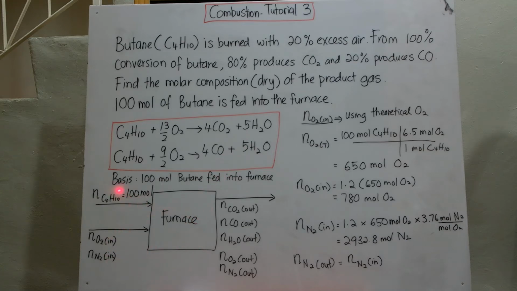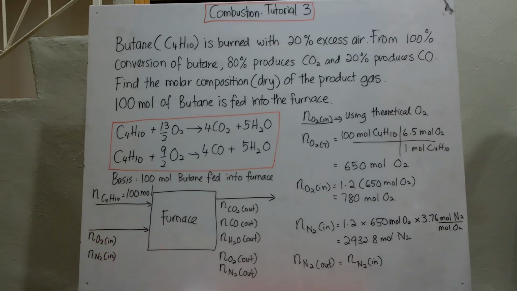So, we know we have to write down our basis. Our basis is 100 mole of butane fed into the furnace. So, we have to write a complete sentence of it. And then we draw our furnace. There will be 2 feed lines into the furnace. One feed line is for our fuel, butane, which is 100 mole. And then we have another line of our other reactant, that is air.